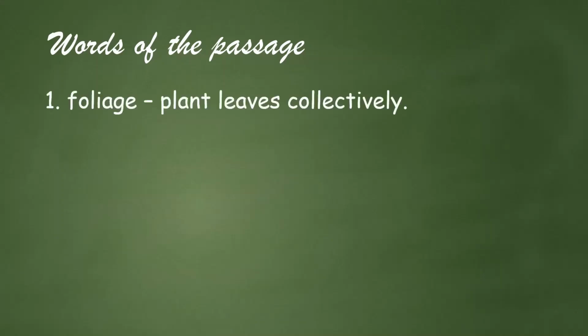Let's understand the words of the passage. We have come across a few new words in the passage, and let's understand their meanings. First one is foliage. Foliage means plant leaves collectively. When we are talking about all the leaves collectively, it's also called foliage. The second word is retain. What do you understand by retain? Retain means continue to hold on to something. So the foliage of the evergreen forest, they retain their green color throughout the year.